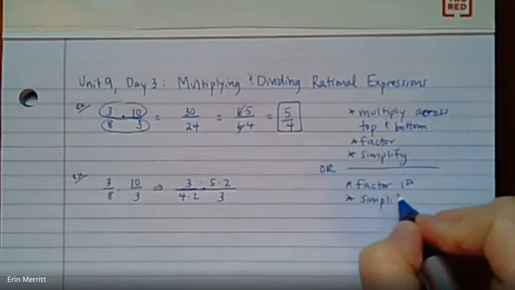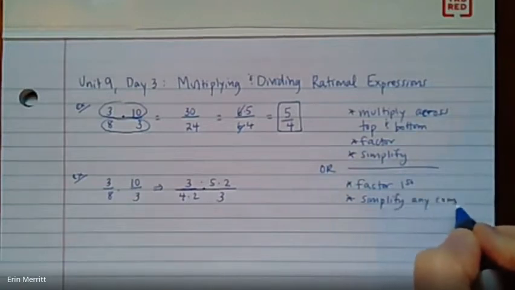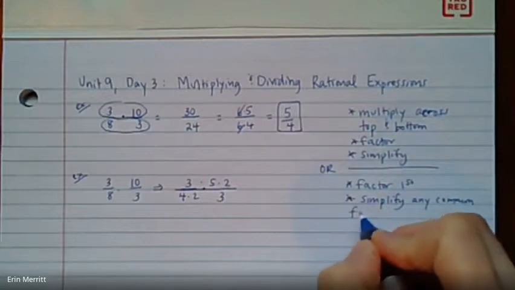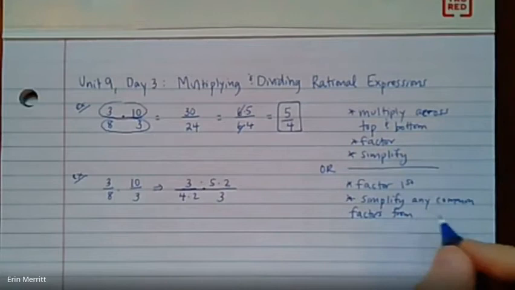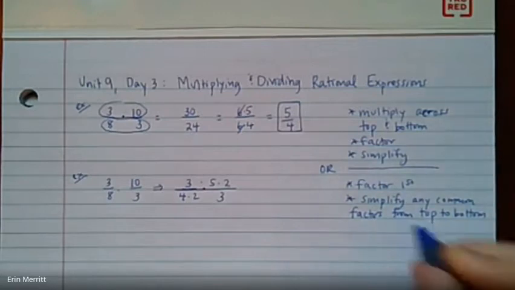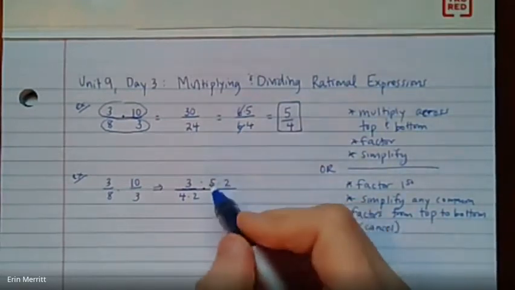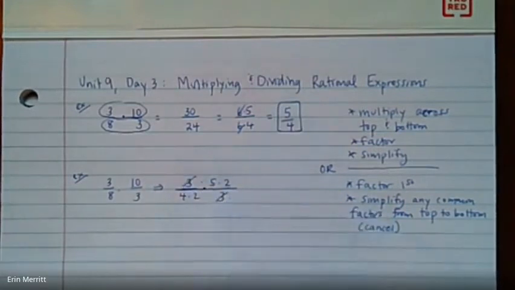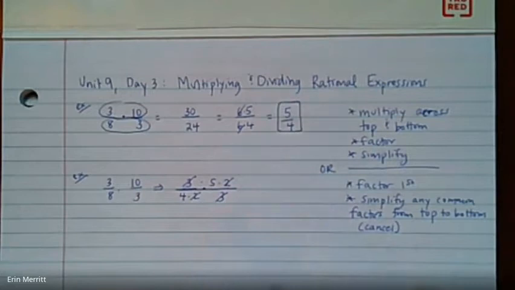So simplify any common factors from numerator to denominator. I'm just writing top to bottom because it's faster, all right? So essentially like cancel the factors. And so in this case, I can cancel out the 3's. There's a 2 in the top, 2 in the bottom. I can cancel out the 2's.